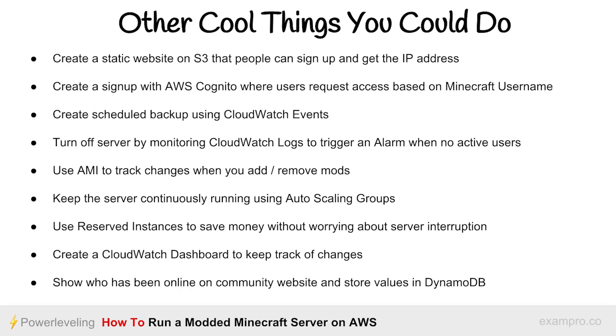Looking back at AMI, you can actually use this to track ongoing changes to the server. So, for example, if you install a new mod and something breaks, you could easily just roll back to the previously working AMI configuration. Auto-scaling groups you could also look at. This would allow you to set up your service across multiple servers so you can ensure it's always up and running. This, of course, if you aren't looking at the spot pricing model.